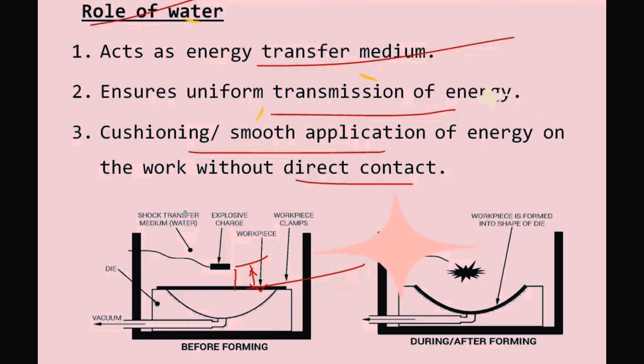Sometimes if it is very close to the sheet, it will affect the quality. If it goes too far in distance, it will not create a good velocity force on that particular location. Once the process is done, finally we get the required shape as per the shape available in the die, after forming.